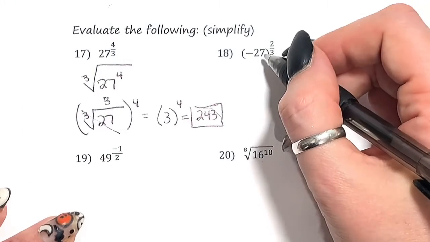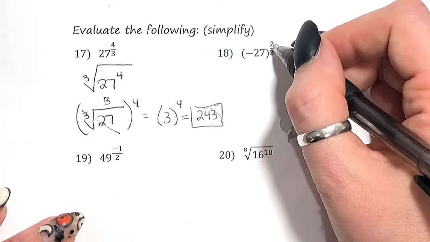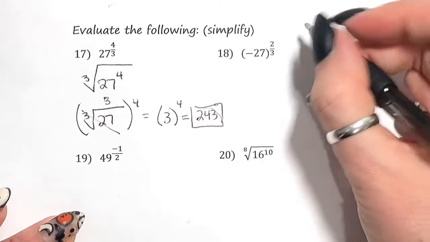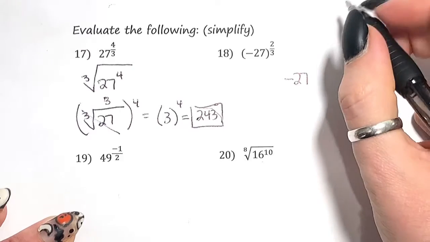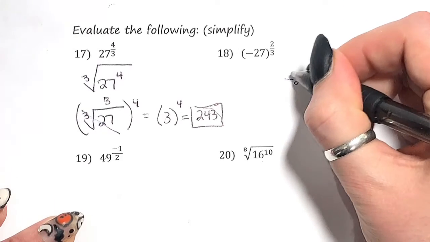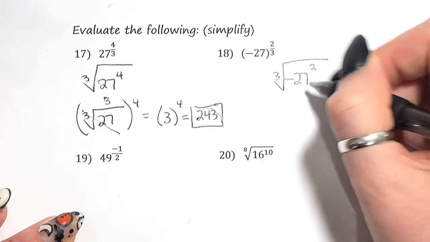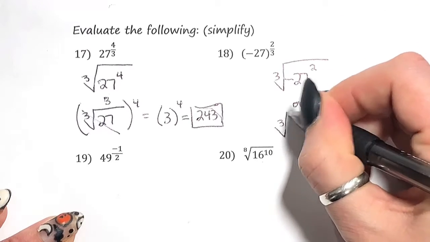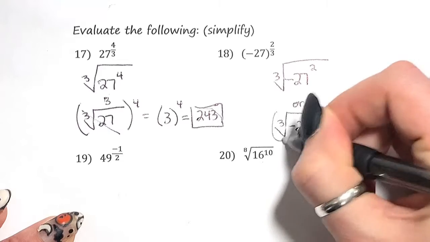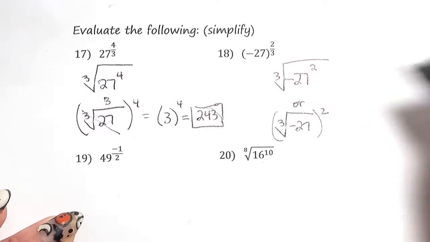Okay, on this next one, we have negative 27 to the power of 2/3. Notice we do have the parentheses around it, so that means the negative is going inside with the 27. So we can either do that number squared and then the cube root, or you can do the cube root of negative 27 and then square it.